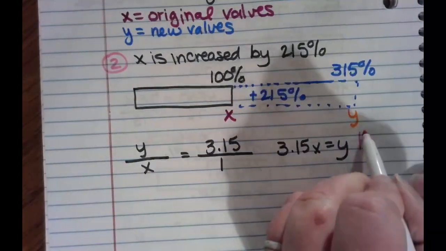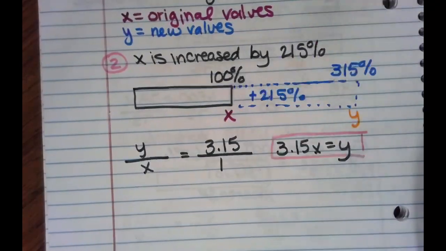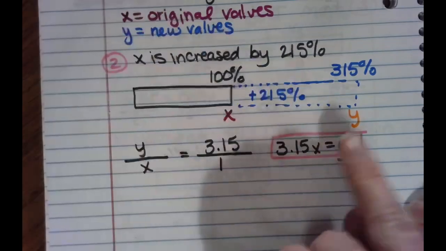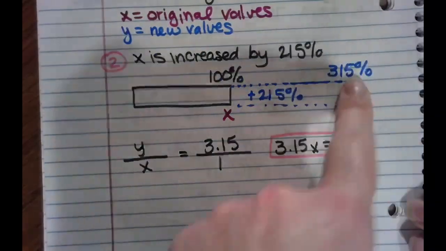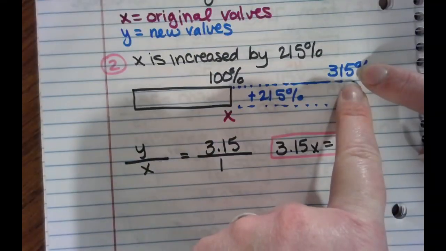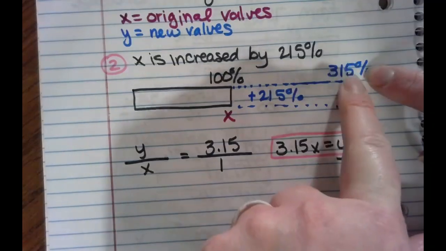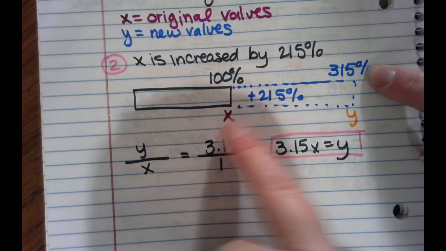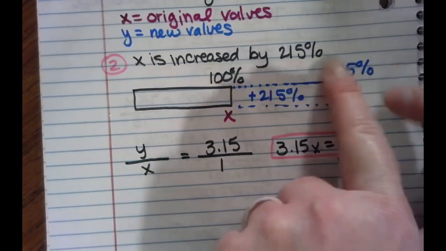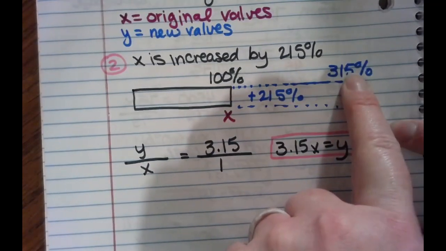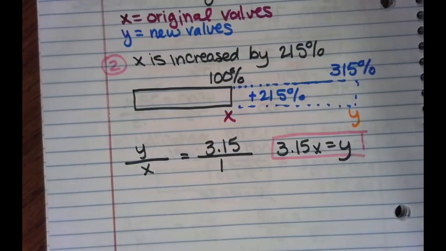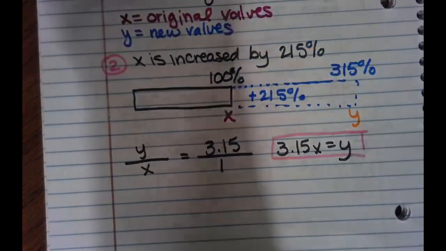You are actually done. And what you might notice is you might actually not have to do all this rigmarole every time, because you can see that all you need to do is take your ending percent, turn it into a decimal, and multiply it by your original. To find the percent of any number, that's all you have to do. Take the percent you want, turn it into a decimal, and multiply it by the original number, and you'll get the new value.